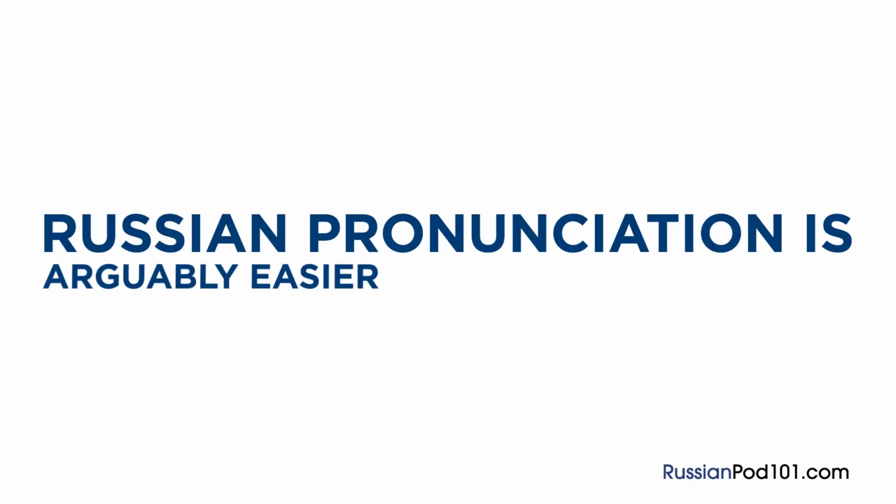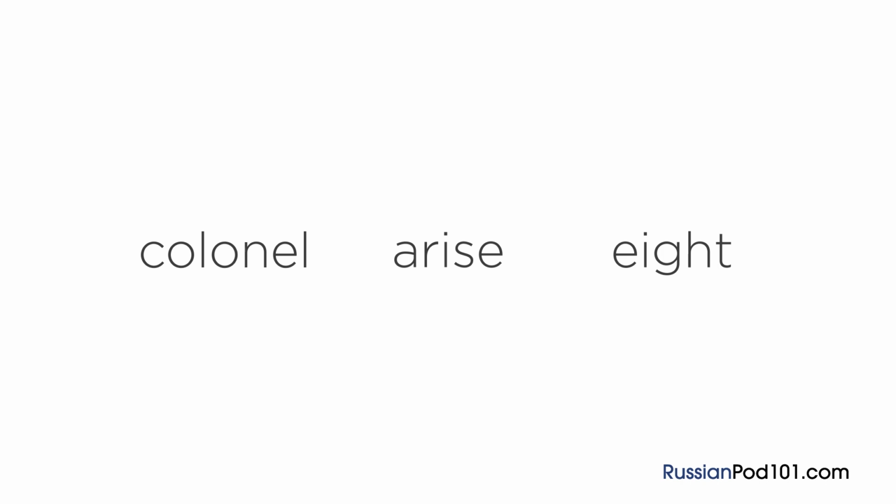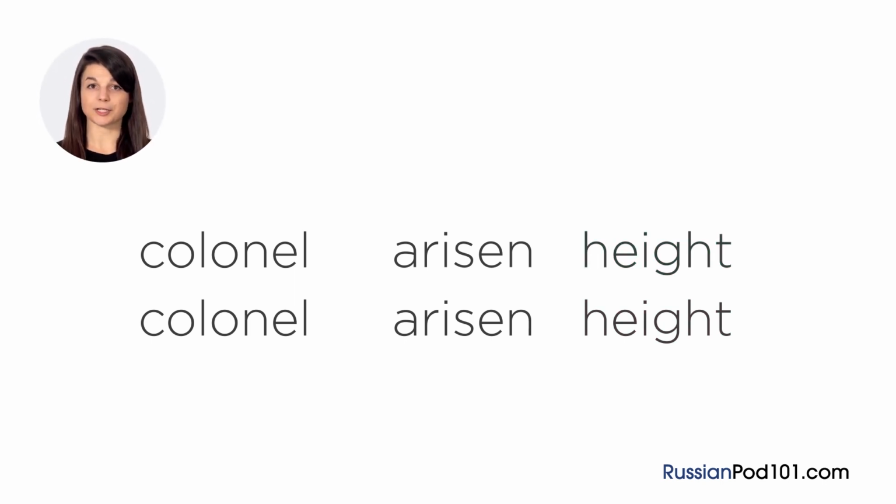Russian pronunciation is arguably easier to learn than English. Consider the following English words. The first word is pronounced "colonel", not "col-o-nel". The second word is pronounced "arise". Adding an N, however, doesn't give you "arisen" as expected. The last word is pronounced "ate", but adding an H doesn't give you "hate". Instead, it becomes "height". English is notorious for being a difficult language to learn, and it can be very frustrating for learners due to the fact that its pronunciation rules often don't make a lot of sense.